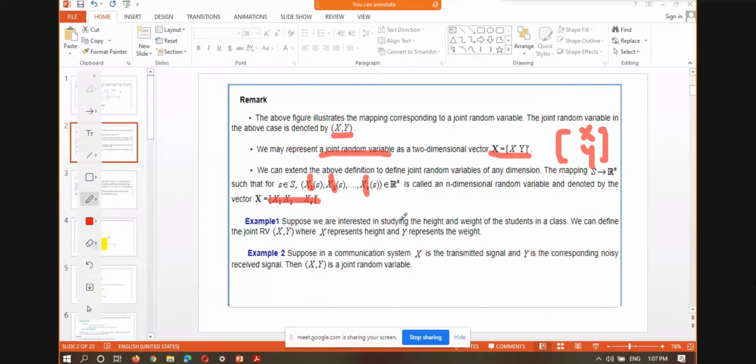Suppose we are interested in studying the height and weight of the students in a class. We can define the joint random variable (X, Y), where X represents the height and Y represents the weight. Or suppose in a communication system, X is the transmitted signal and Y is the corresponding noisy received signal. This can also be a joint random variable.